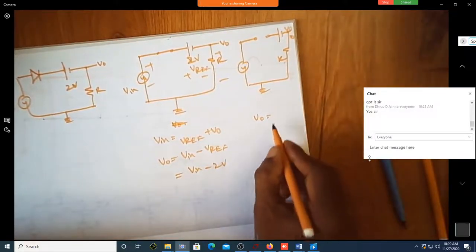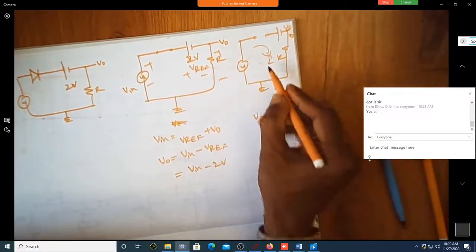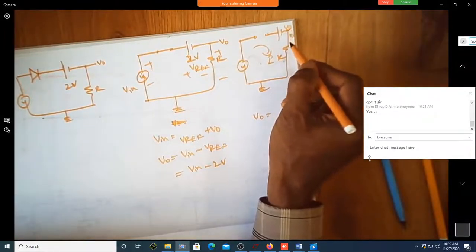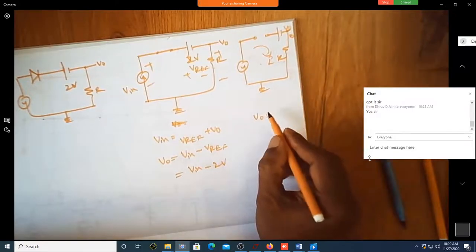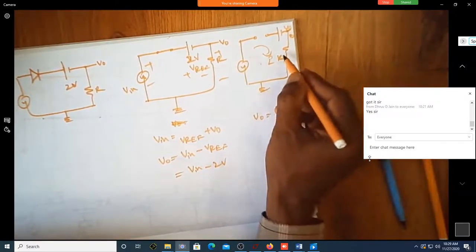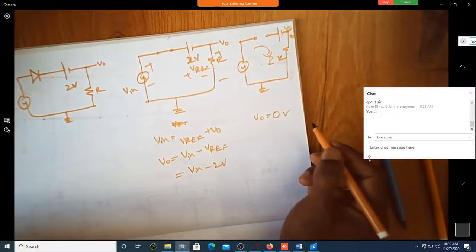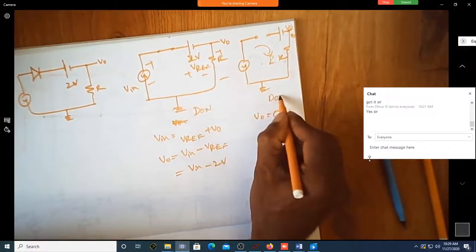So it is minus 2 volt here. What is the drop? What is the current? So 0. What is V naught? V naught is nothing but this voltage drop, no? When current is 0, what is I into R? So the voltage across the resistor is 0. So it is 0 volt. Correct? This is when D is on, this is when D is off.